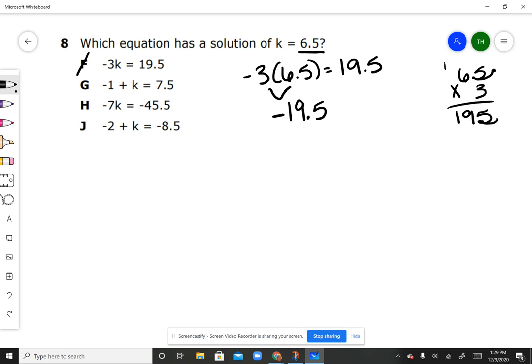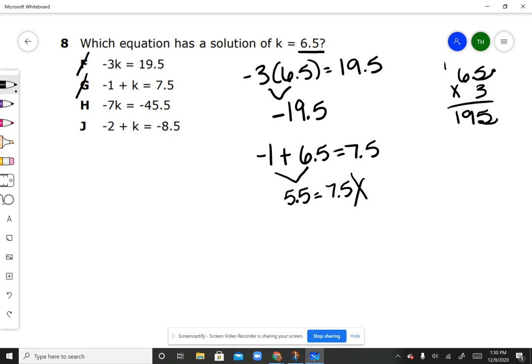For G, I have negative 1 plus k equals 7.5. So I'm going to plug that in. Negative 1 plus, remember I'm using 6.5 for k, equals 7.5. If I'm adding numbers with different signs, I subtract and keep the sign of the bigger number. So 6.5 minus 1 is 5.5, and my bigger number is positive, so I keep my answer as positive. Does 5.5 equal 7.5? No, it does not. So G cannot be my answer.